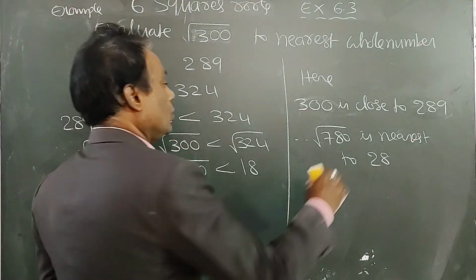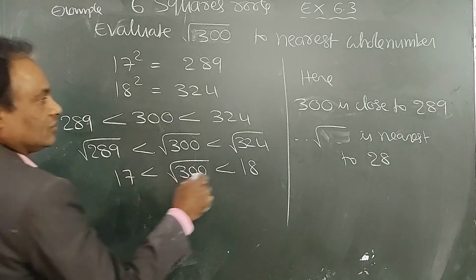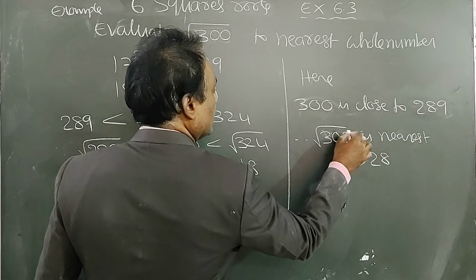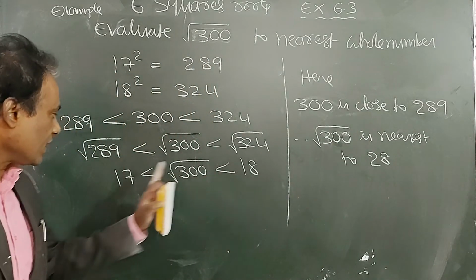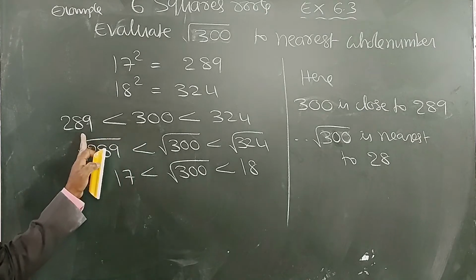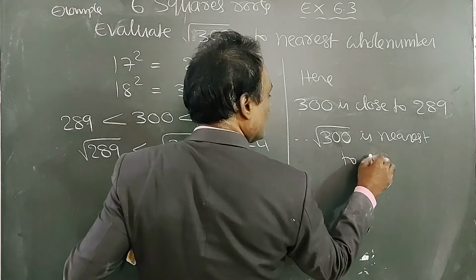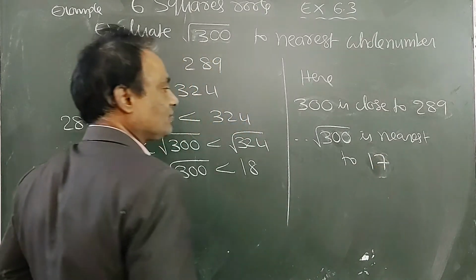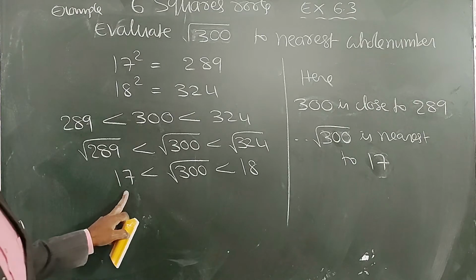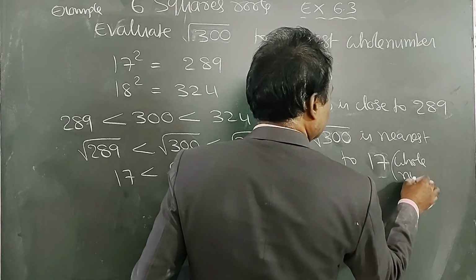So therefore, is root 300 near to 18 or near to 17? Because it is close to 289, close to 17, it is nearest to 17. Whole number.